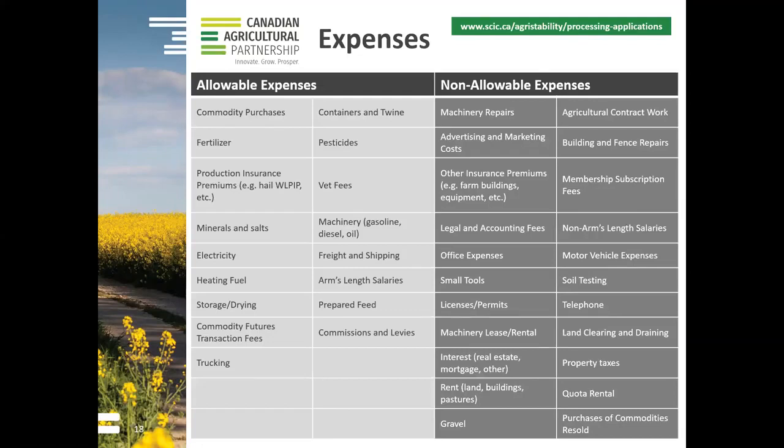The expenses that are directly related to the production of your commodities would be commodity purchases, containers and twine, any fertilizer and pesticides that are purchased, your insurance premiums, vet fees, minerals and salts, gas, oil, diesel, electricity, heating fuel, storage and drying, freight and shipping, trucking, and any prepared feed fees, as well as arm's length salaries, which are considered to be allowable expenses.